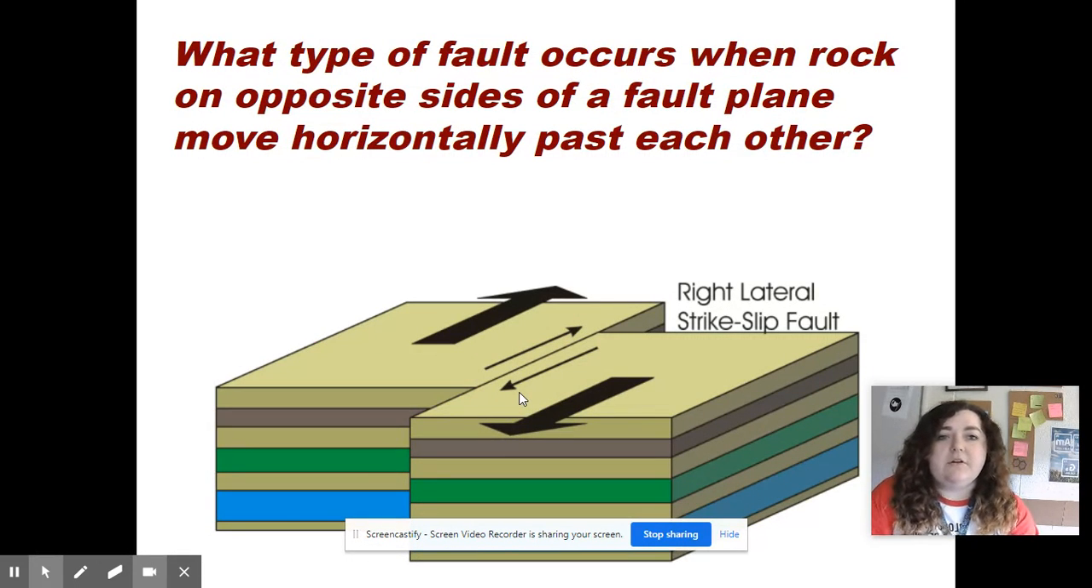So what type of fault occurs when rock on opposite sides of a fault plane move horizontally? Like this.